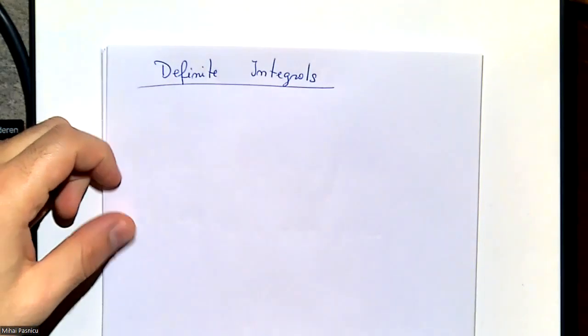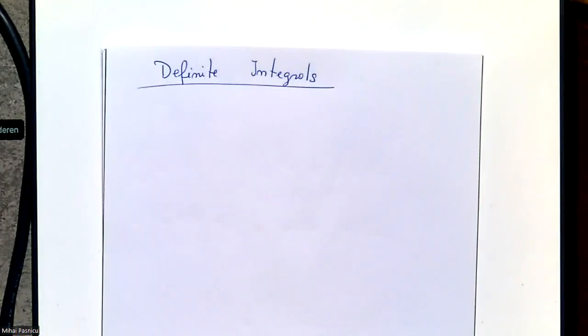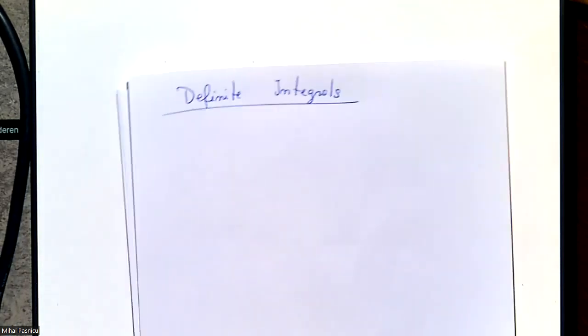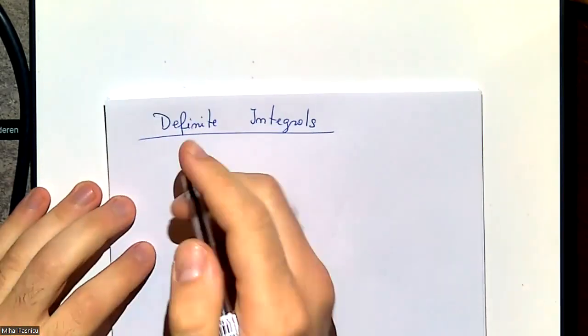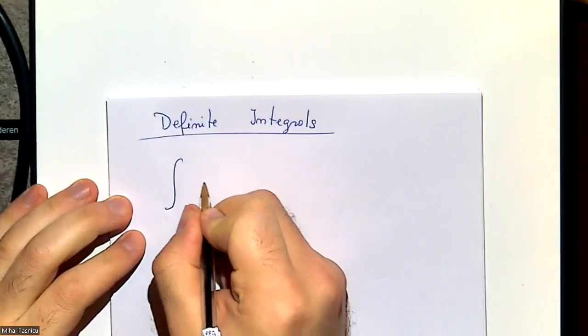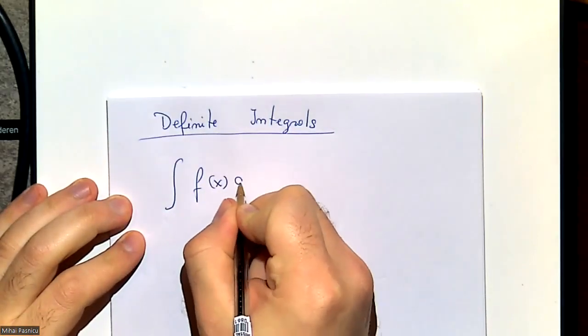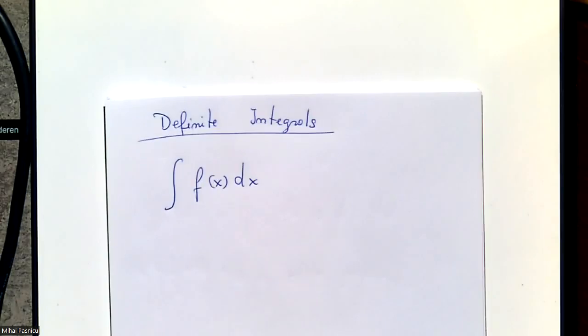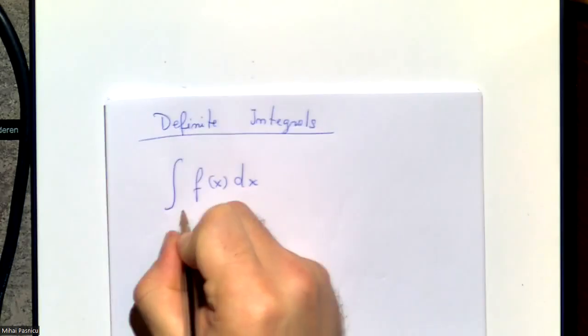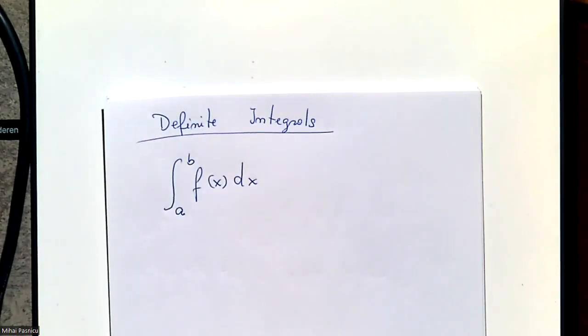Okay. Definite integrals. The only difference is that I'm going to have something like this. This was the indefinite integral, which we just finished studying. Now in the definite, you just have a, b. We just write that as the integral of f of x from a to b. That is what it reads as.